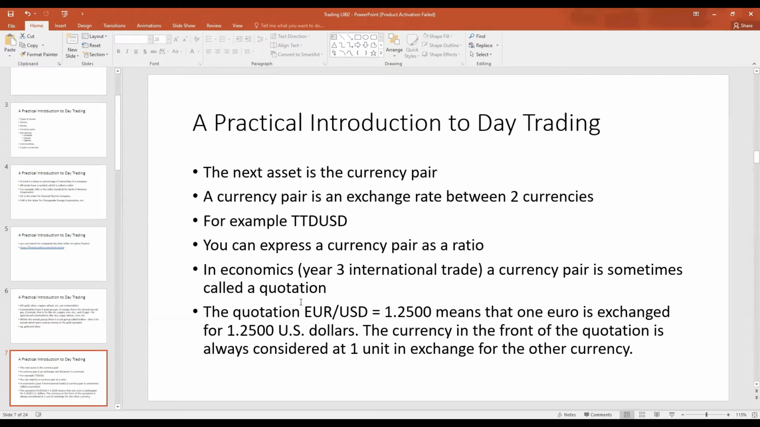When looking at the quotation, remember the currency at the front is interpreted as 1. If the quotation number here, or the forex number here, is greater than 1, that means that the currency at the front is stronger or greater than the currency at the back.